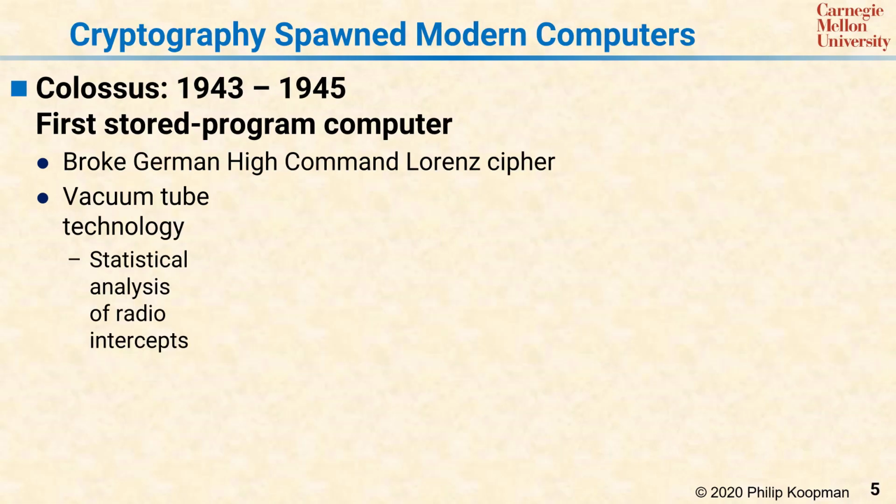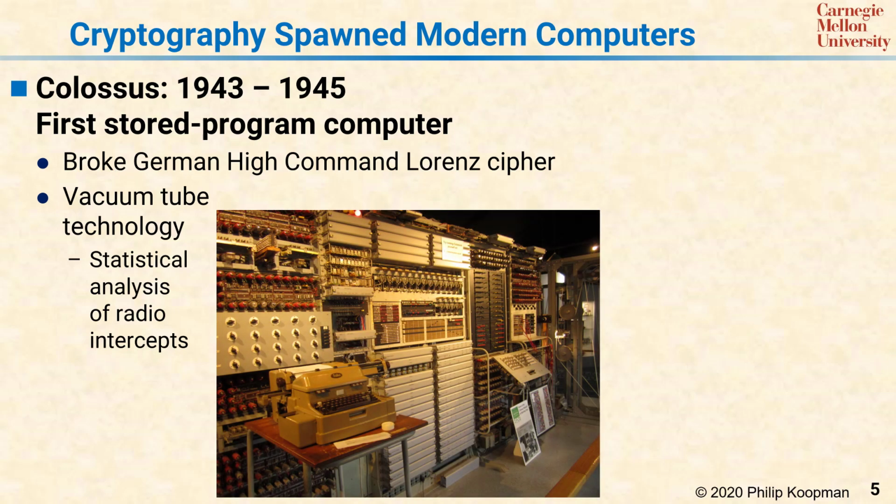Also built during World War II was Colossus, the first stored program computer. This computer was built to break the German High Command Lorenz cipher, which is more complicated than the Enigma, but required equipment that was harder to conveniently fit in a field tent or inside a submarine as Enigma was used. Breaking Lorenz required building a computer out of vacuum tube technology that did statistical analysis of radio intercepts. Vacuum tubes were used in those days the way we would use transistors now to make a computer.